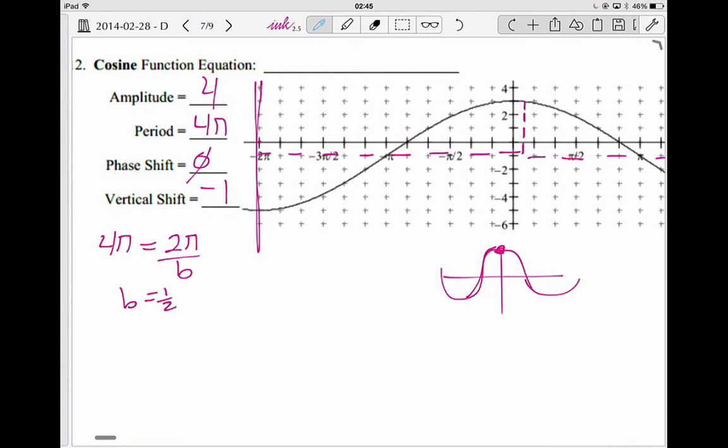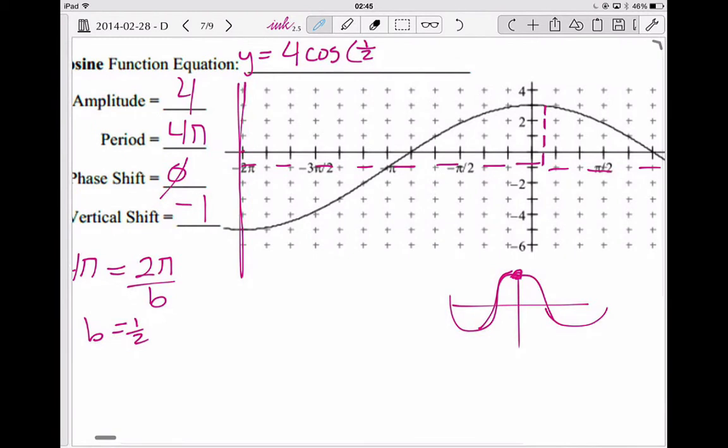Okay, now I'm ready. So y equals, my amplitude is 4. I'm supposed to be doing the cosine. My coefficient is 1/2. I don't have a phase shift, so I'm not going to bother factoring it, although I could if I really wanted to. So times x, and the whole thing scooted down 1.